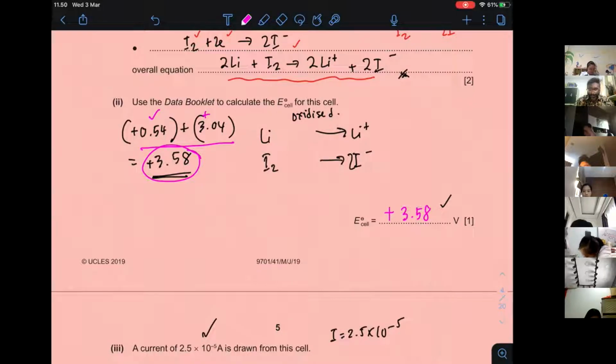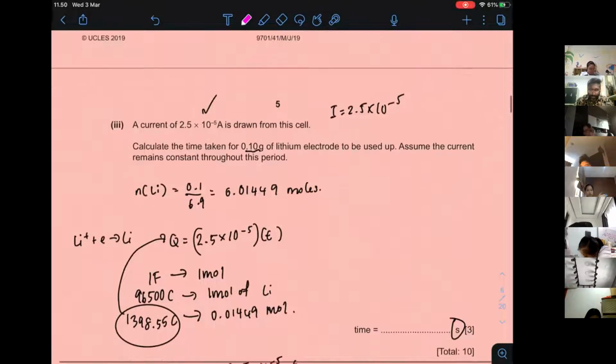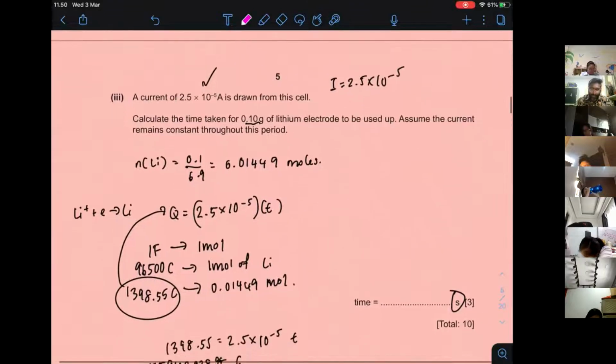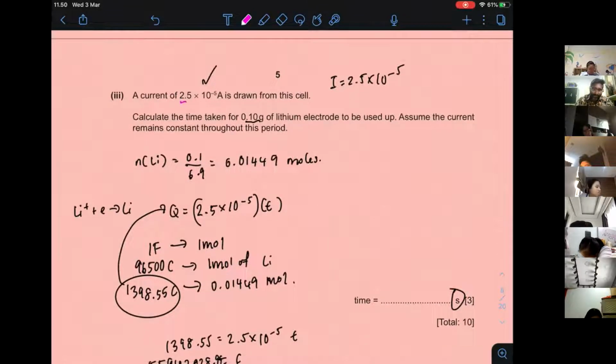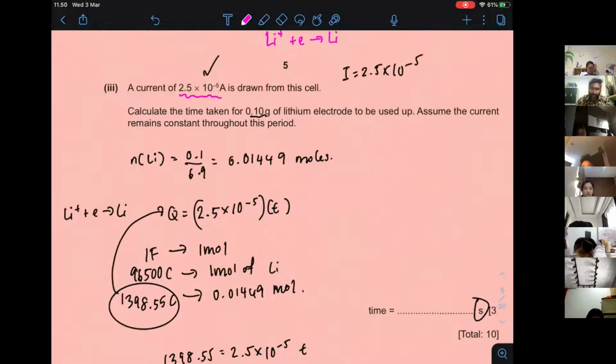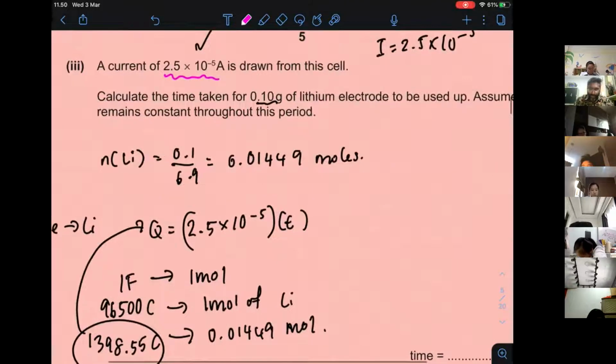Next, a current, okay, a current is going to be drawn from this cell. So this is the current. We are going to calculate the time taken, okay, for the 0.1 gram of lithium electrode to be used up. So basically Li plus electron to give you Li. Assume the current remain constant throughout this period. So here, first of all, if you have 0.1 gram of lithium, calculate how many moles first. Okay, so when I calculate this one, you get it from your periodic table 6.9.